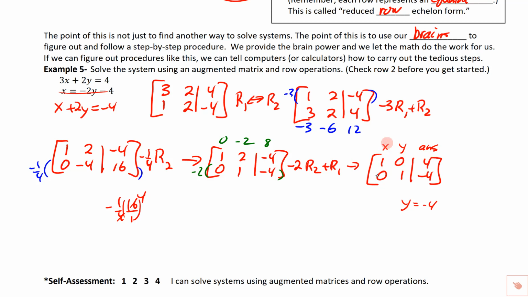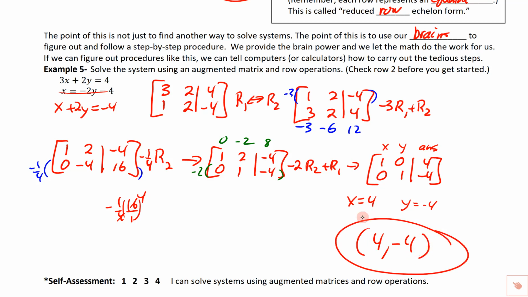So again, X column, Y column, answer column, you can already see that Y was equal to -4. Now we can see that X is equal to 4. So we write down the point where the lines cross. The lines cross at 4, -4. All right, done with that one.